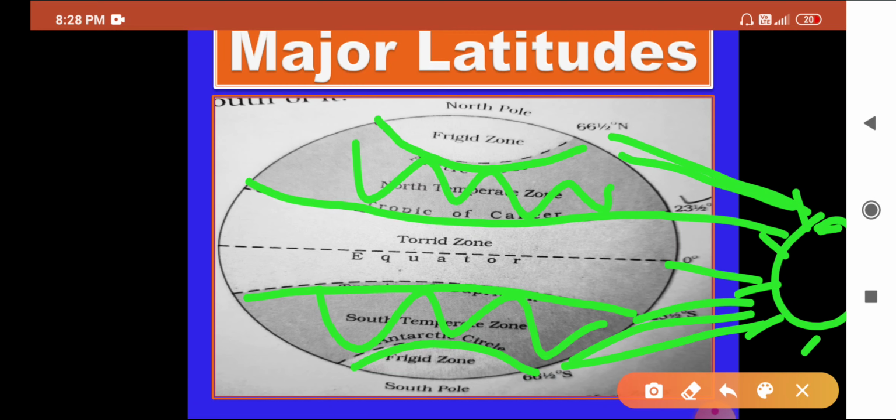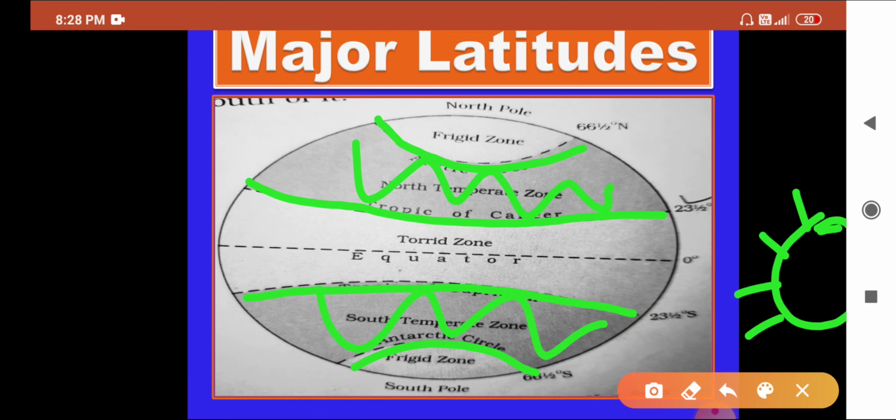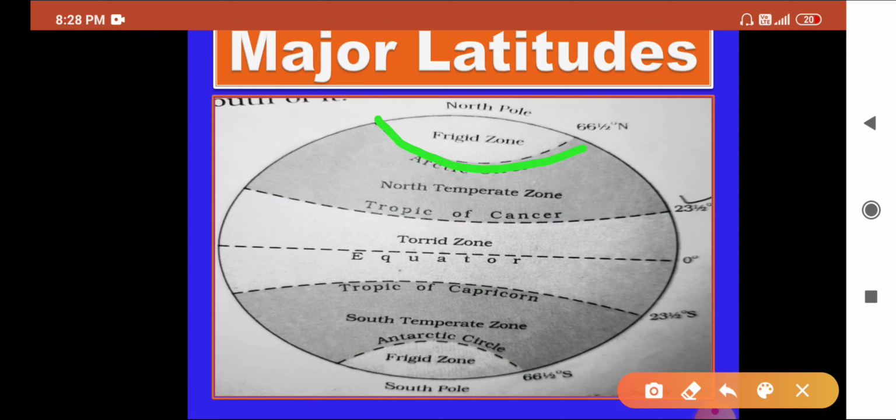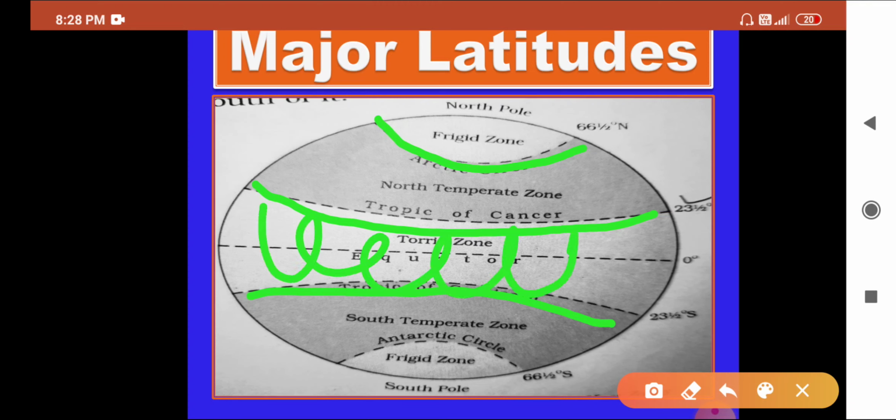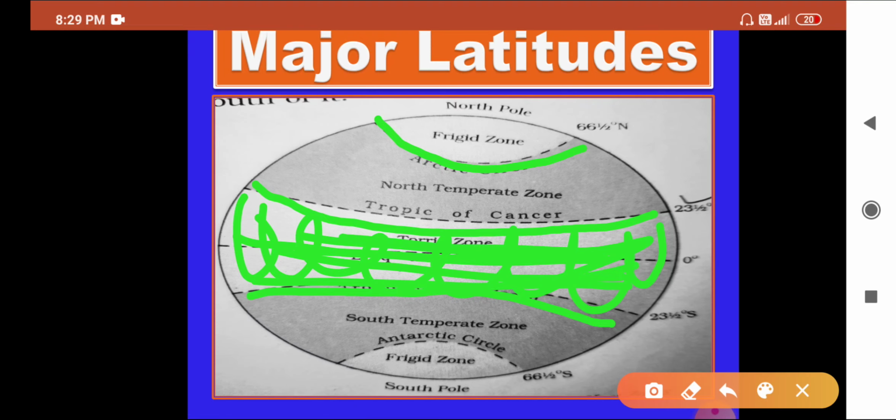So this zone is divided into two parts, north temperate zone and south temperate zone. Now I am coming to the third important zone, that is called torrid zone. Here you can see that this part from the equator to the Tropic of Cancer and the equator to the Tropic of Capricorn, this zone in the center of the earth, is called torrid zone.